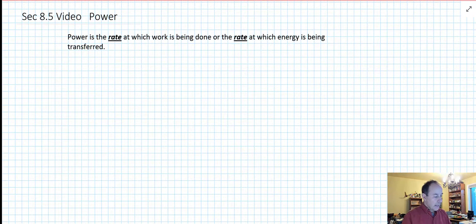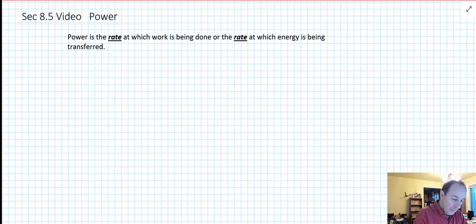Hey everybody. The last section in chapter 8 deals with power. Power is the rate at which work is being done or the rate at which energy is being transferred. Rate is the key word with power. It's a per time quantity. And like most of our significant quantities, there's an average and then there's an instantaneous version.